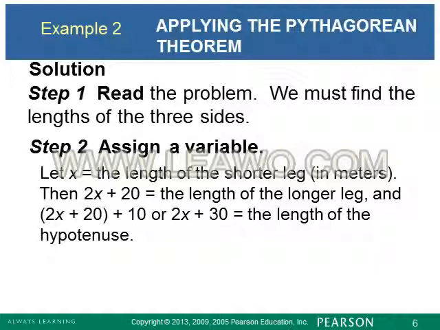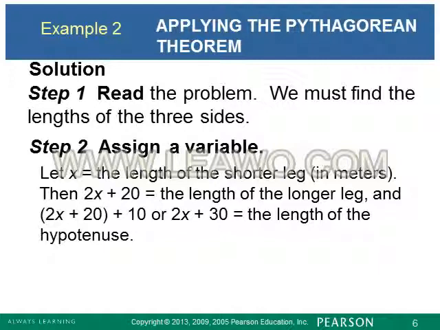Here's why you want to let x equal the shorter leg. Look for comparisons in the word problem. Here's what you see. It says the longer leg is 20 meters longer than. If you see longer than, shorter than, that's a comparison. And so it's 20 meters longer than twice the length of the shorter leg. You're looking for what follows the word than, and that's going to be what you choose for x.